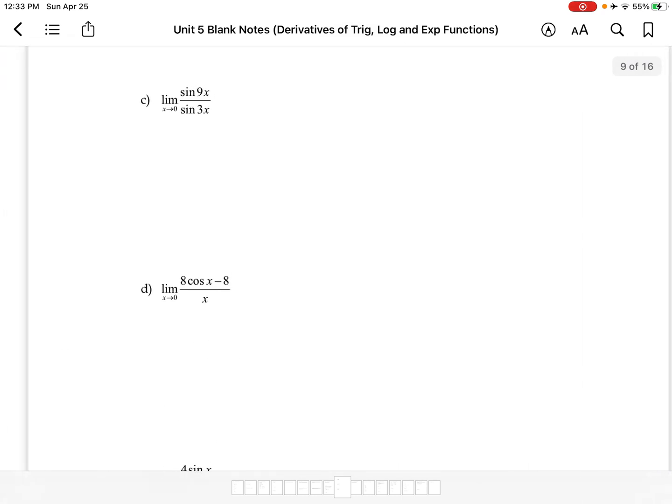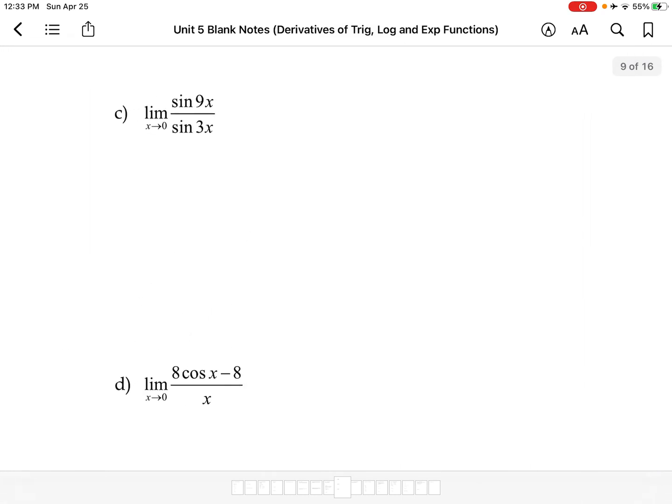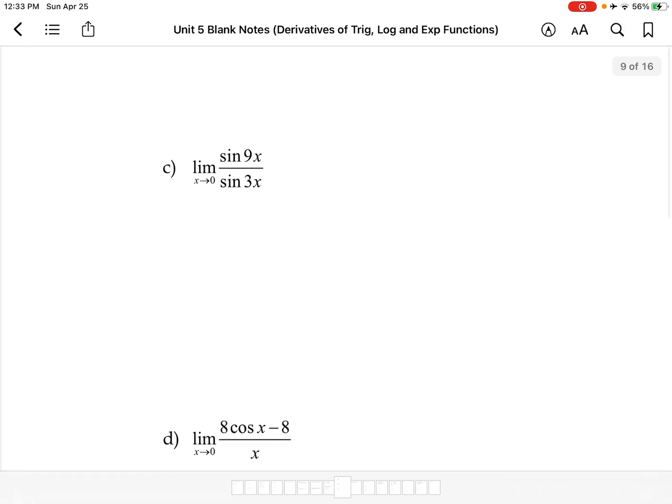All right, let's try another one. Okay, so here we've got the limit as x approaches 0 of sine of 9x over sine of 3x. So if we want to do that trick of using the fact that the limit as x approaches 0 of sine x over x equals 1, essentially what we'd need in the numerator is a sine of 9x over 9x. And in order to get that, again, we need to do some algebraic gymnastics, if you will, okay?